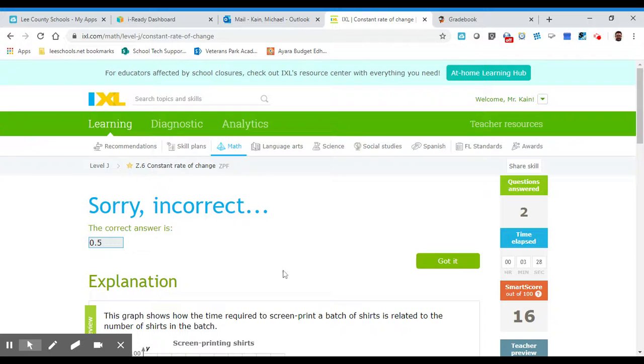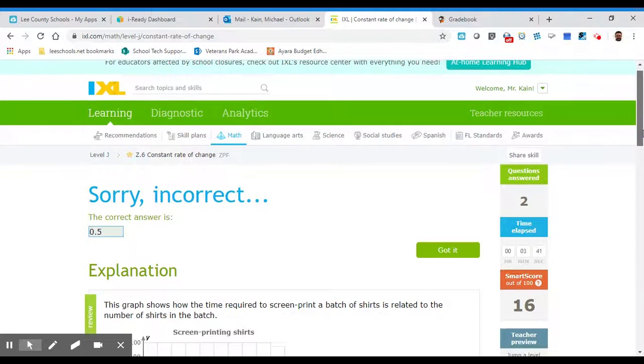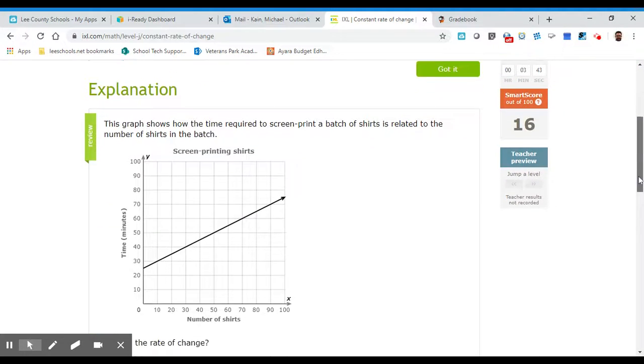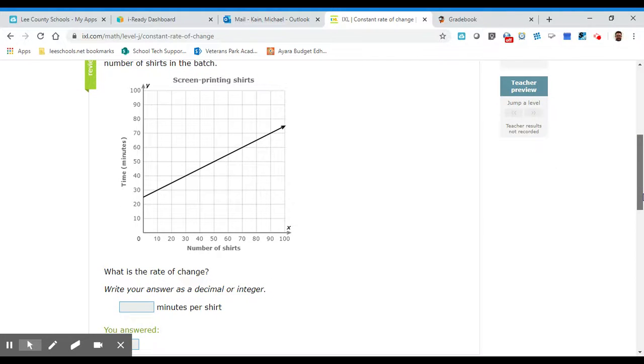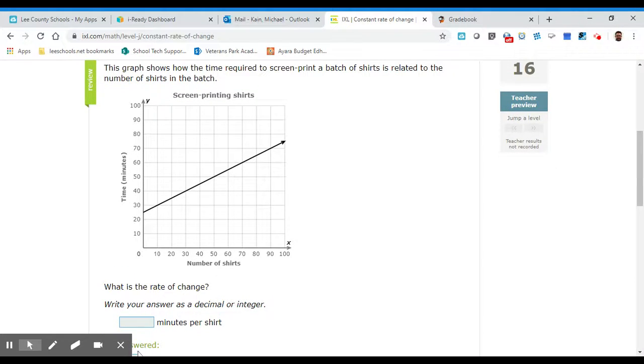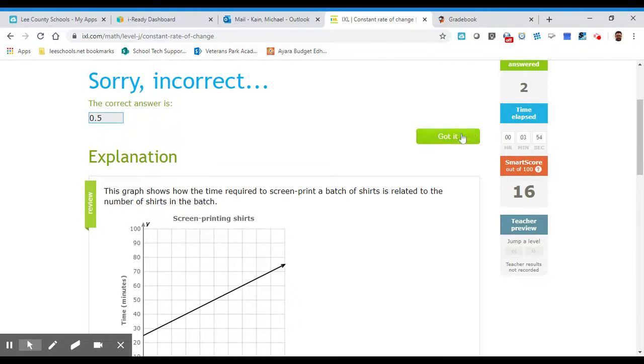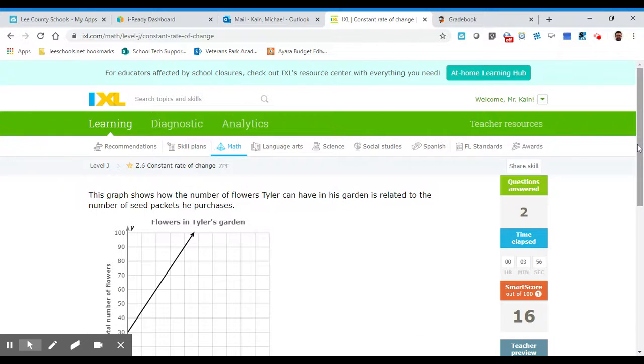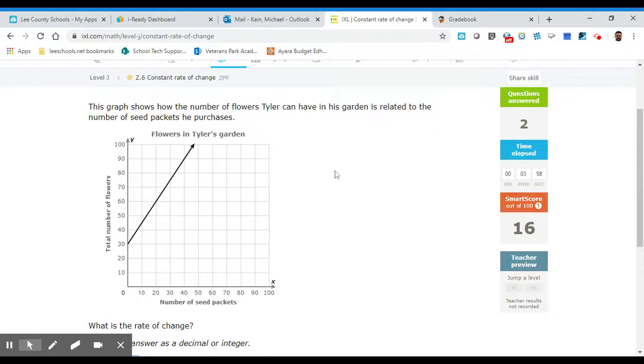Okay, well, it looks like they're only accepting decimals. So this is good for you to see because I did not know that. If you put in a fraction, it's going to be wrong. You need to put in 0.5. And I think it's because you're dealing with real life situations. Right here it says write your answer as a decimal or integer. So apparently the coding in this program doesn't let you select fractions, but let's move ahead anyway.